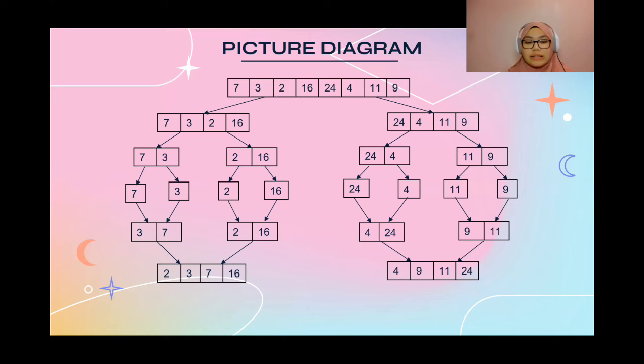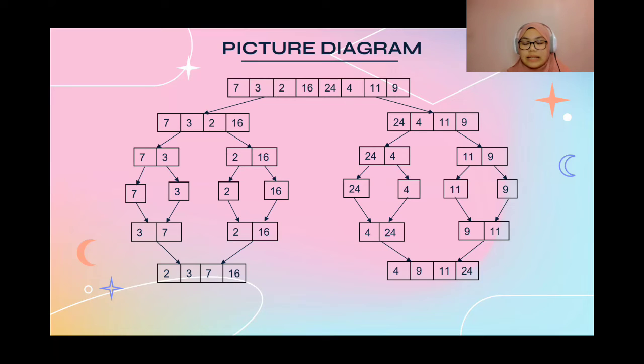After that, we got two arrays that we want to merge. We want to merge them into one array by comparing the first index of the left and the first index of the right. So we check 2 and 4. We get 2 first because 2 is smaller than 4. Then we compare 3 and 4, and 3 will be next because 3 is smaller than 4. We compare 7 and 4.